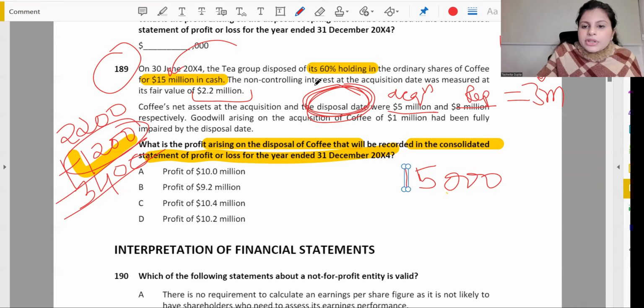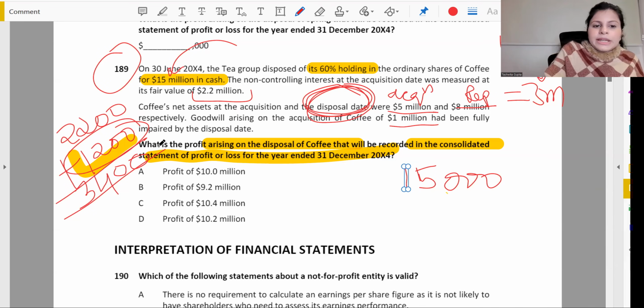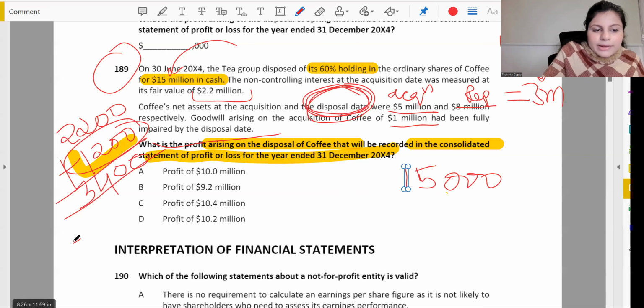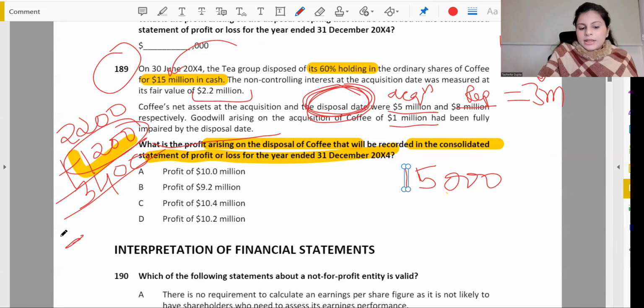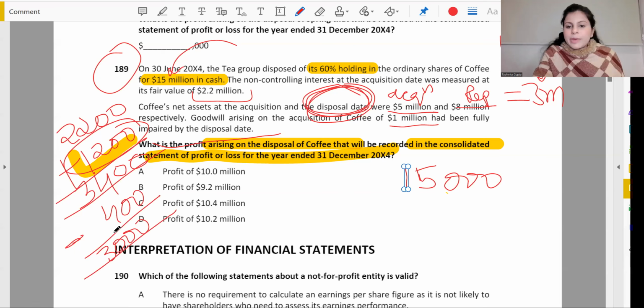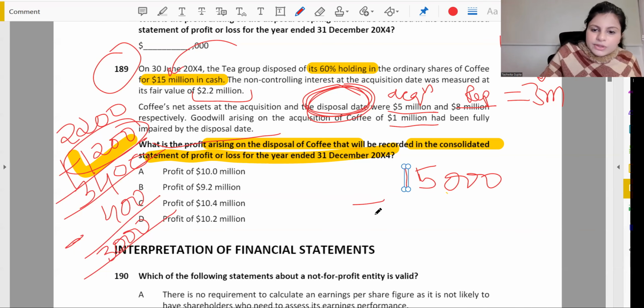Then goodwill on acquisition was 1 million and has been fully impaired by disposal date. So what is NCI share of goodwill impairment? Goodwill impairment was 1 million. NCI share is 0.4, which is 400. So what is my NCI? 3400 minus 400, 3000 is my NCI. So I'm happy to lose this NCI.